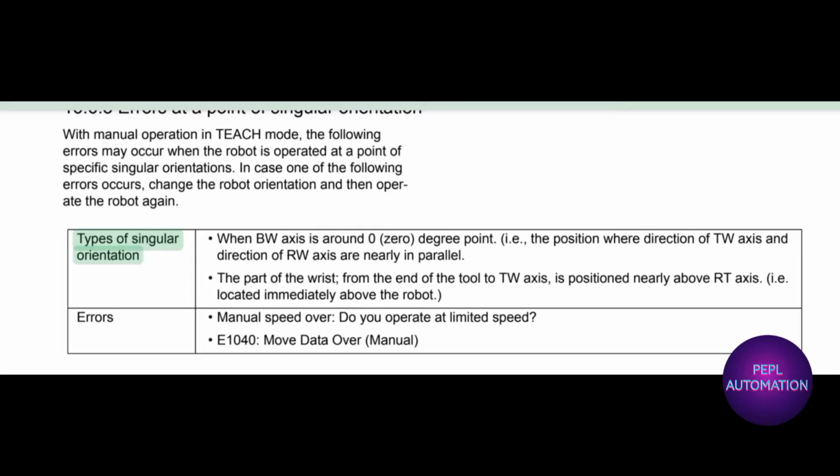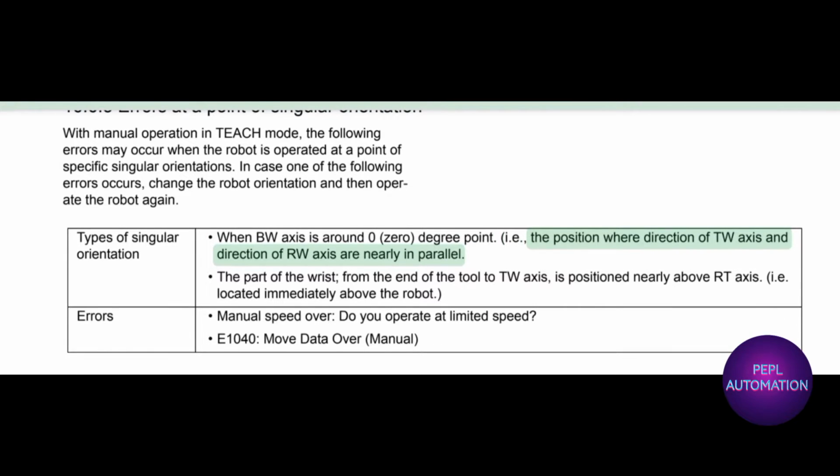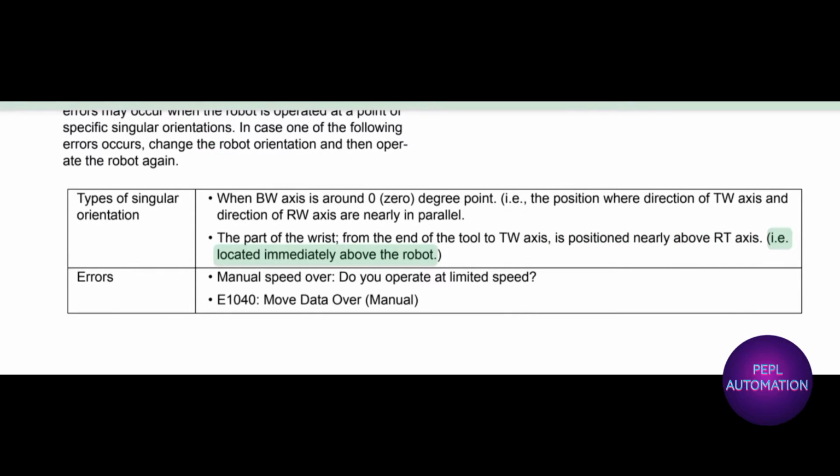Types of singular orientation. When the BW axis is around 0 degree point, i.e., the position where the direction of the TW axis and the direction of the RW axis are nearly in parallel. The part of the wrist from the end of the tool to the TW axis is positioned nearly above the RT axis, i.e. located immediately above the robot.